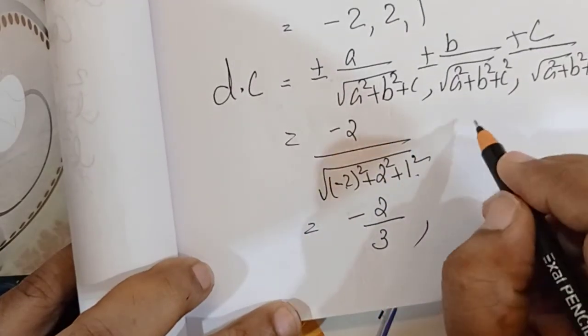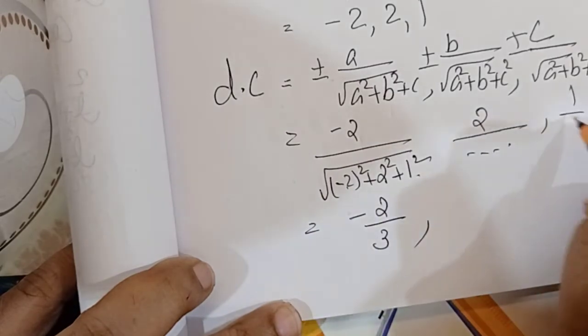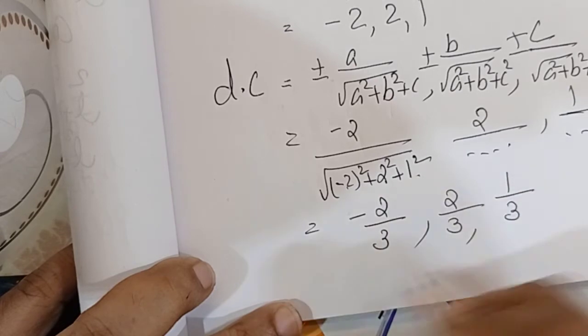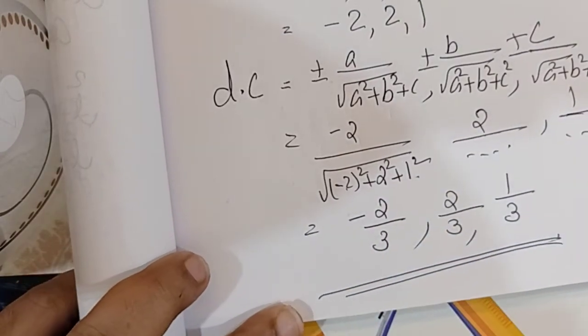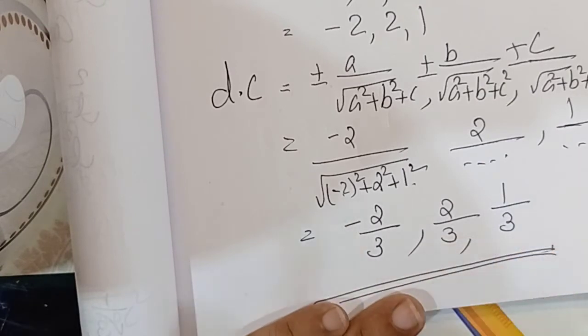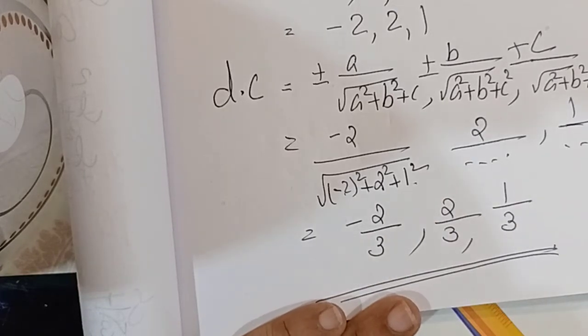What about the second case? This is the same: 2 by the same and 1 by the same. Therefore 2 by 3 and 1 by 3. So minus 2 by 3, plus 2 by 3, and 1 by 3, isn't it?